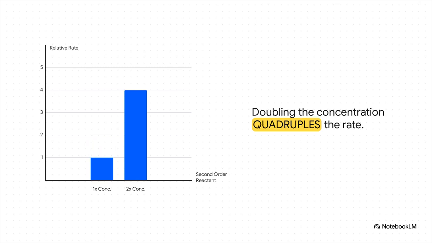And finally, you get to second order, like our nitric oxide. This is the real powerhouse. The effect here is squared. So doubling the concentration gets you 4 times the speed. If you tripled it, you'd get 9 times the speed. This gives chemists an incredibly powerful dial to turn to make huge changes in reaction speed.